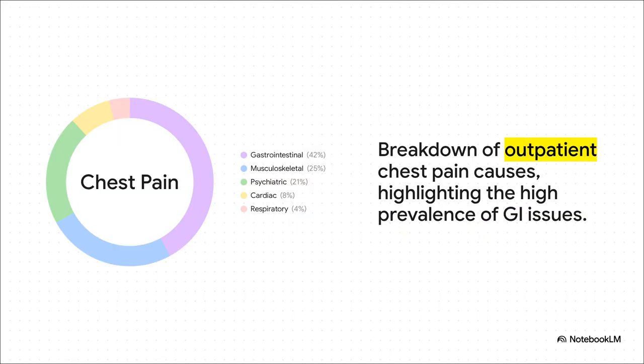And while we're zeroing in on the esophagus, it's really helpful to zoom out and see the bigger picture. Look at this. Gastrointestinal issues can account for up to half of all outpatient chest pain cases. That's huge. It really puts into perspective why a GI-focused evaluation is so high yield once you've cleared the heart.